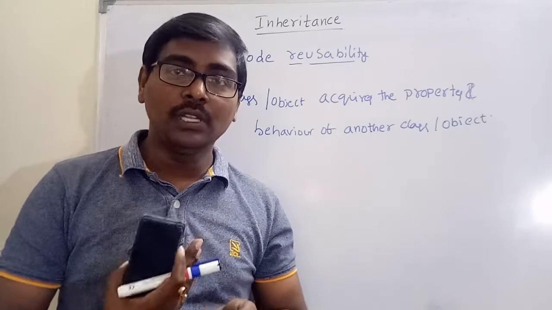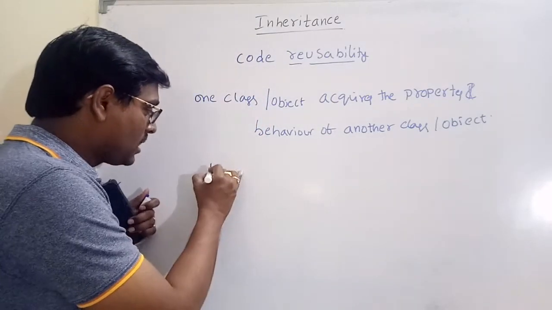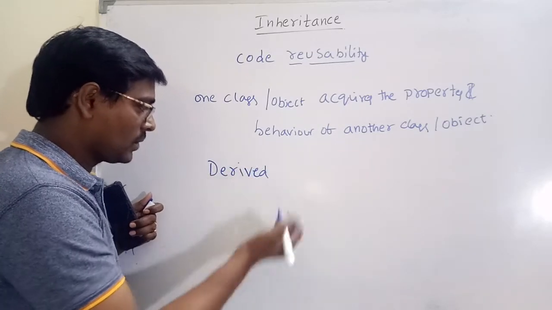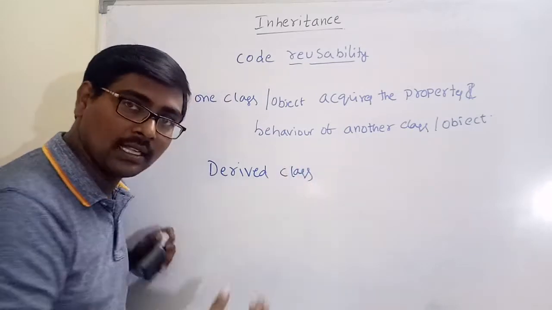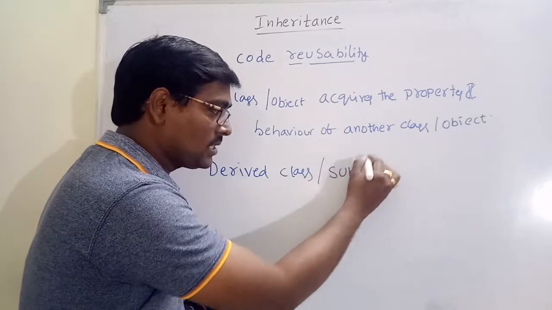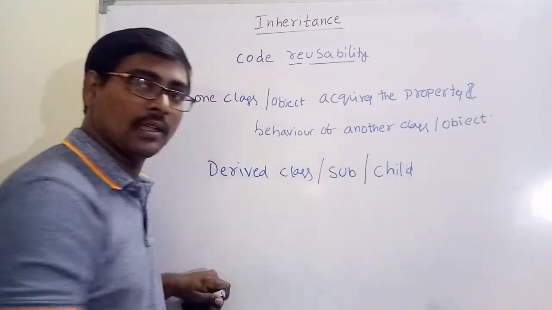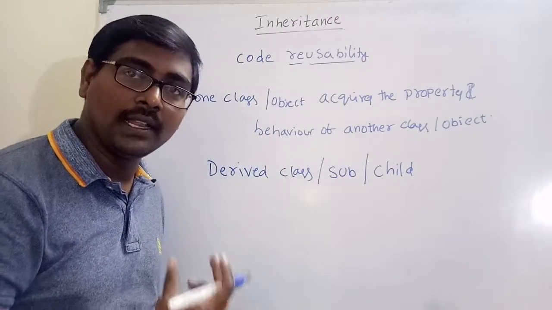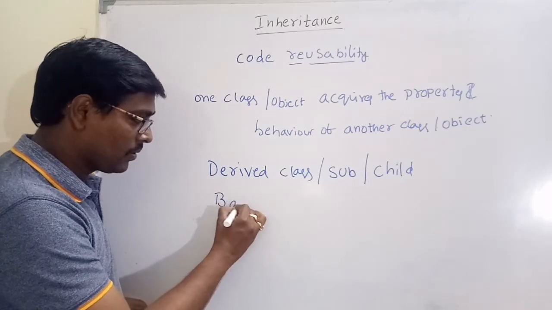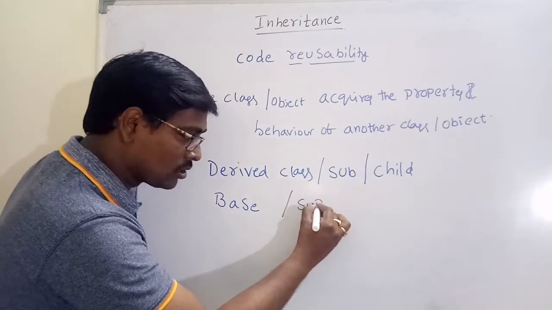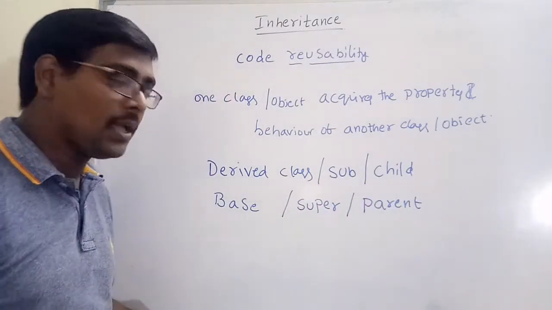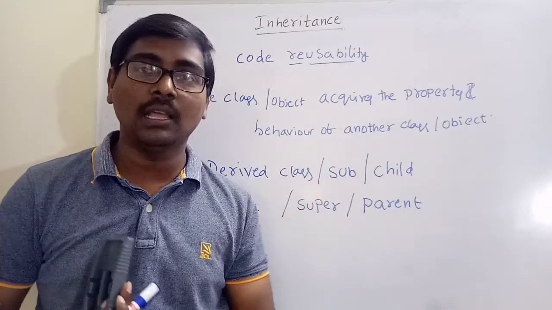The class which acquires the properties is called the derived class, or subclass, or child class. The class from which we are getting the properties is called the base class, or super class, or parent class. That means the child class gets the properties from the parent class.